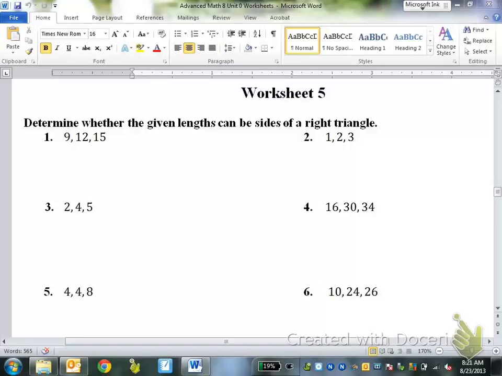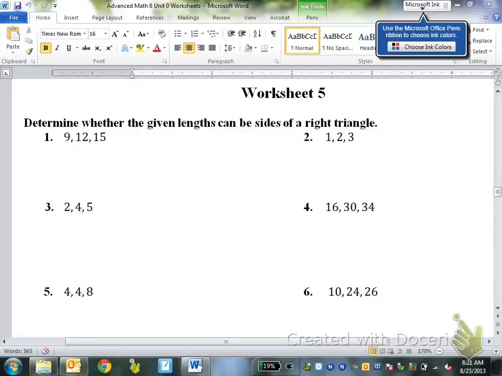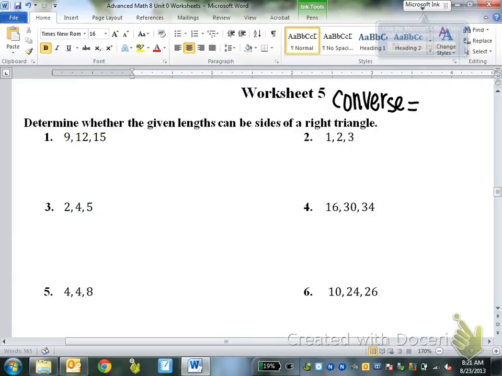Okay, guys, so for lesson 5, you're going to be doing worksheet 5, and this is what is called the converse of the Pythagorean theorem. I want you to write the word converse at the very, very top. Converse, not the shoes, means not the opposite, but the theorem going backwards.